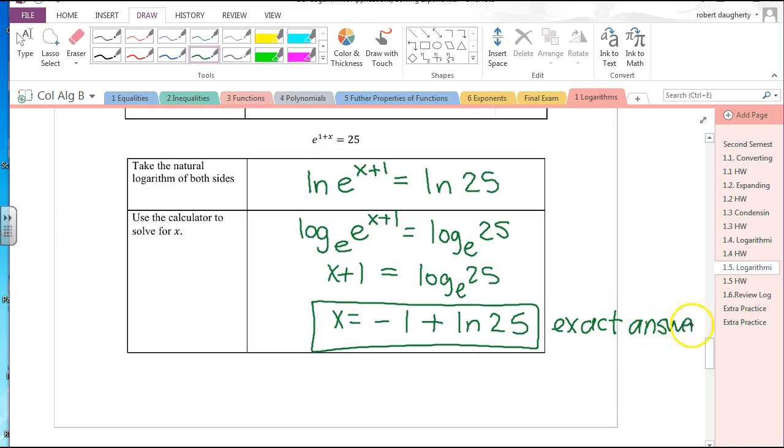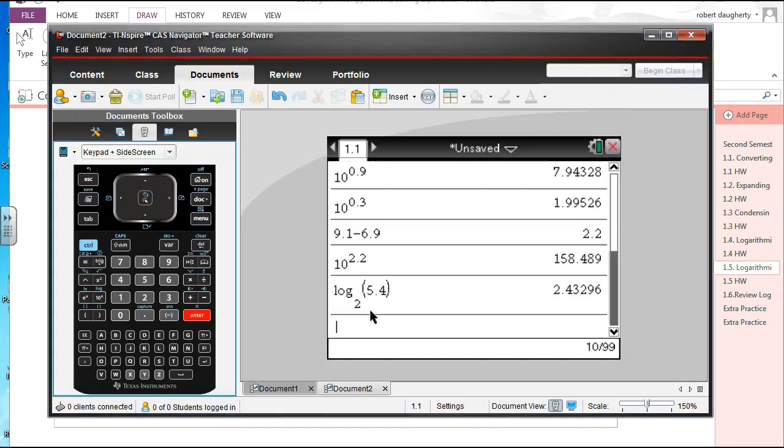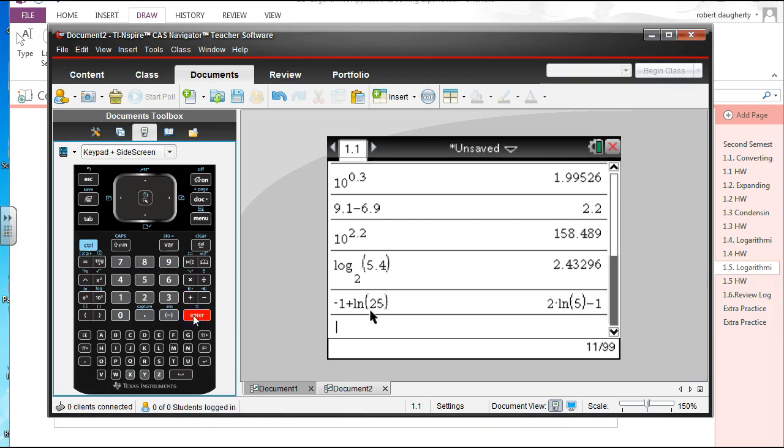So you need to be able to work down to that, and then you need to be able to use your calculator to give me an approximation of that. That's my exact answer. To get an approximation, I'll go to my calculator, and I'm going to say negative 1 plus, and you can do it two ways. The easiest way to do it is just use the ln key. So to the left of the log, so it's control natural log of 25.